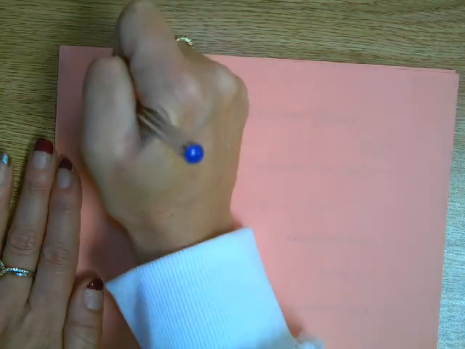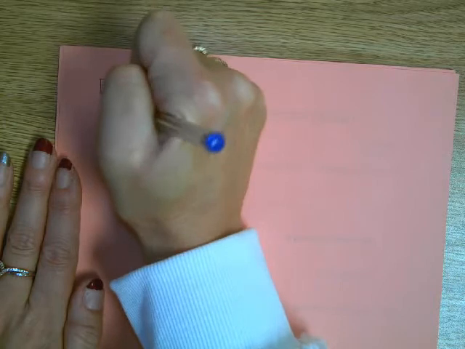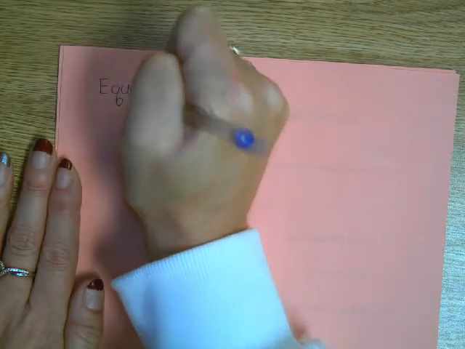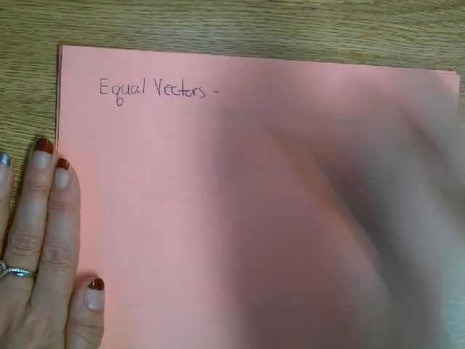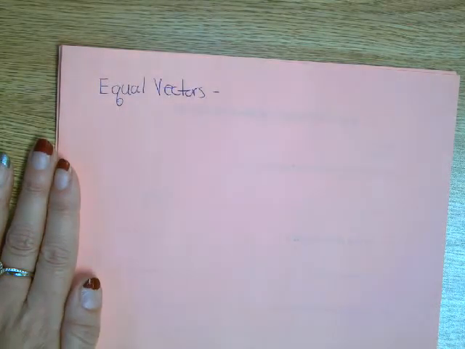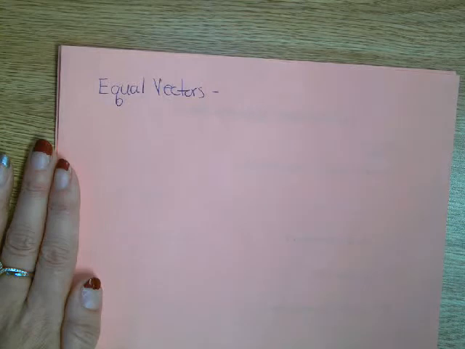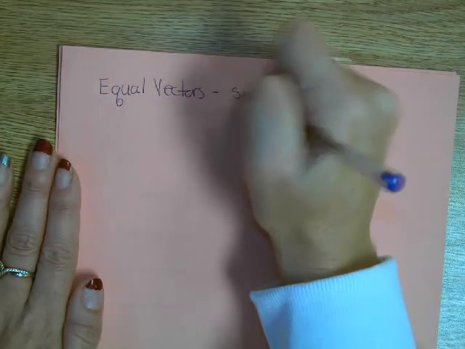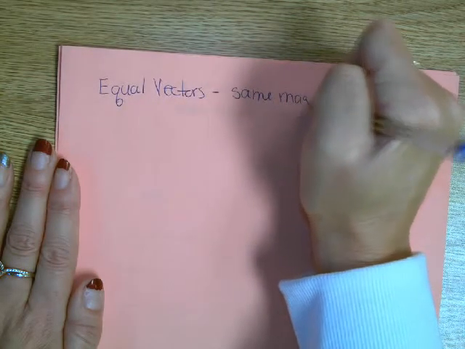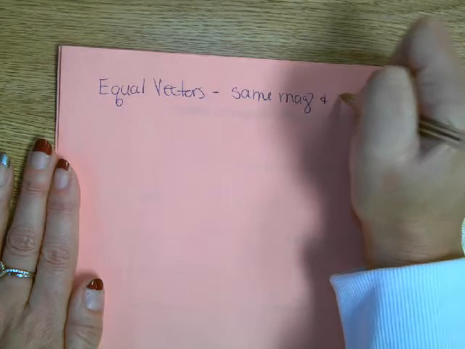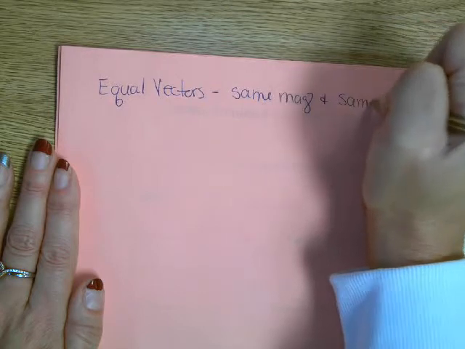Couple of vocabs out of the way here. Equal vectors. For vectors to be equal, there's 2 components to a vector, magnitude and direction. So to be equal, they have to have the same magnitude, same direction.